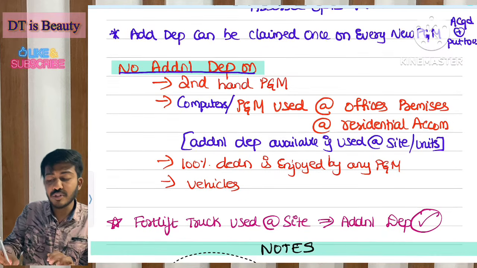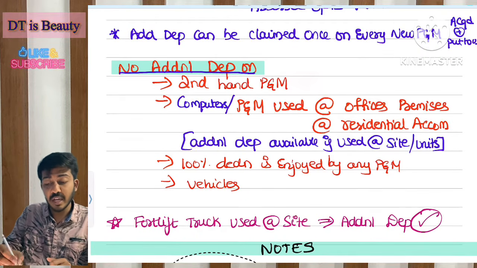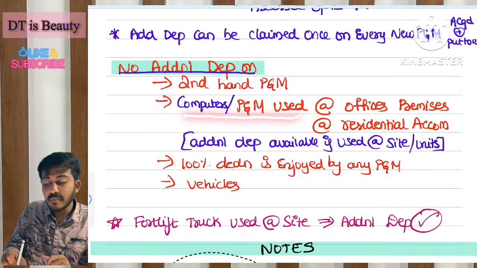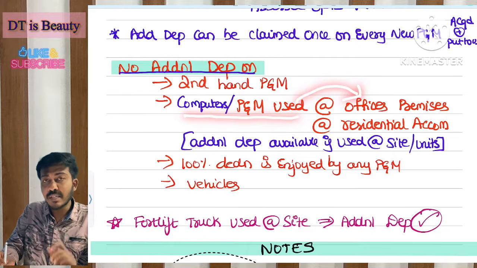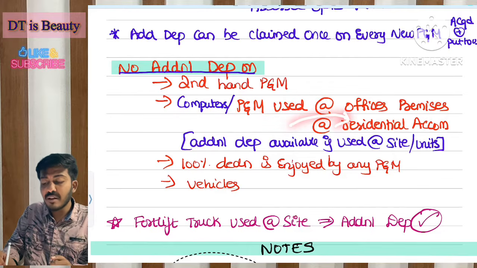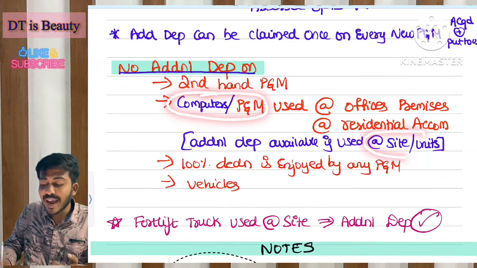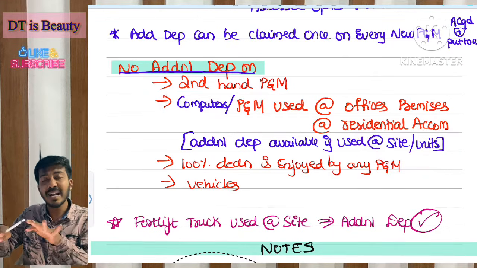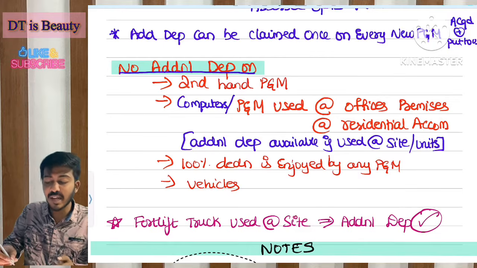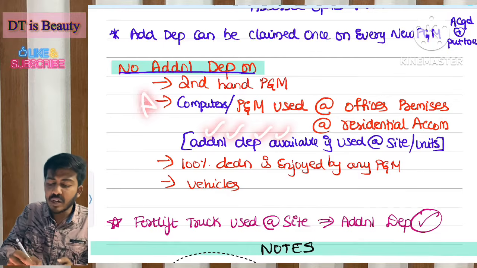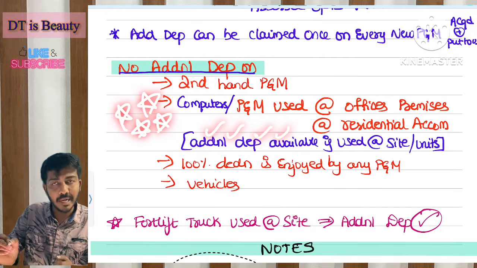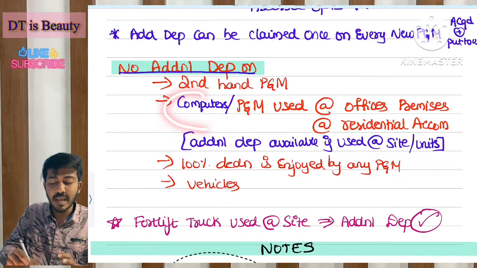No additional depreciation on second hand plant and machinery. No additional depreciation on computers, since computer is again a plant and machinery, used at office premises or at residential accommodations. However, if they are using these computers or plant and machinery at sites or construction areas, not in admin places, in the construction manufacturing sites, they can happily enjoy additional depreciation, which is 1000 times important. Simple. They might ask this in MCQs.